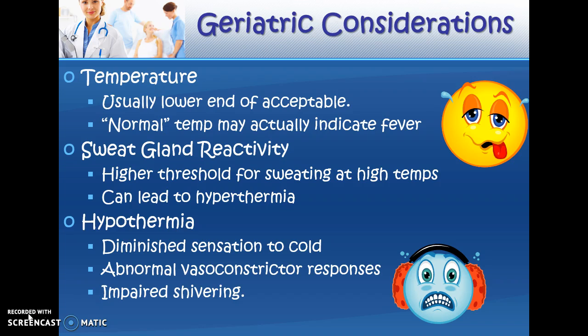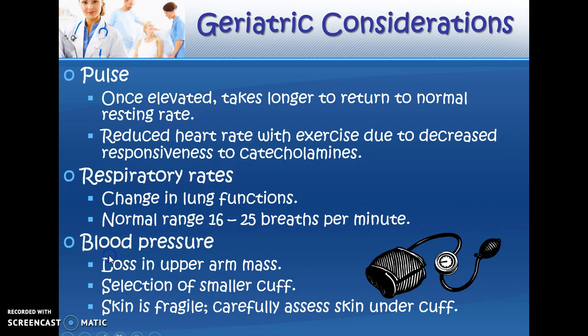Once they have an elevated pulse rate, an older adult takes longer to return to a normal resting rate, so that's going to influence. Also, reduced heart rate with exercise due to decreased responsiveness of catecholamines. So they're going to have a reduced heart rate when they exercise as well, so they're going to have difficulty meeting their oxygen needs with exercise.